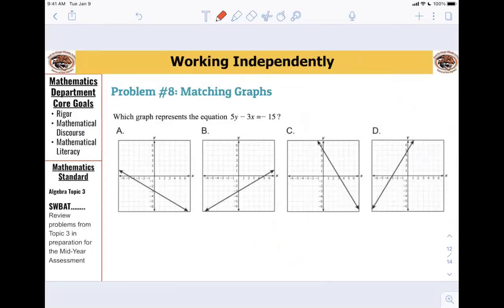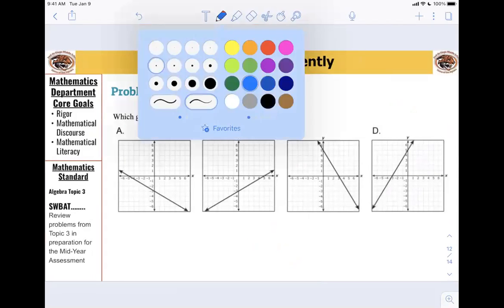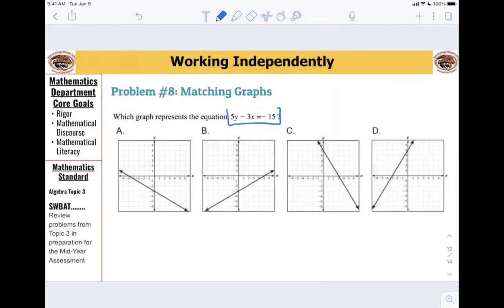All right, number 8, another one of matching. This time I have an equation written in what form?